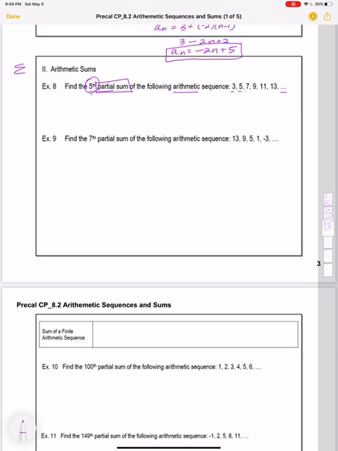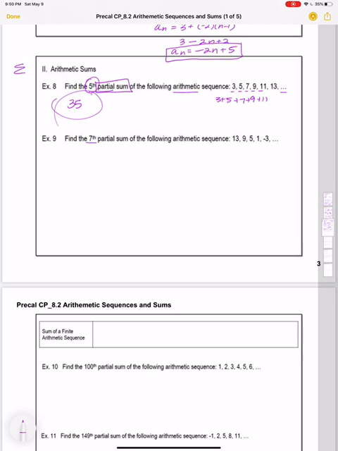So 1, 2, 3, 4, 5. So 3 plus 5 is 8, plus 7 is 15. Plus 9 plus 11 is 35. So the answer is 35. And we got that by adding 3 plus 5 plus 7 plus 9 plus 11. Okay, that's not so bad.